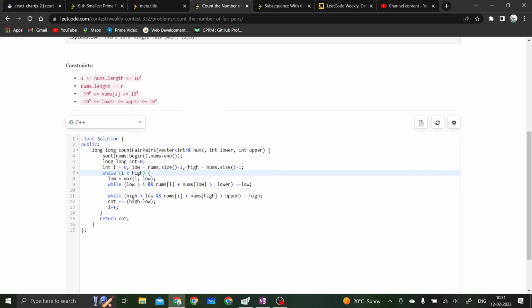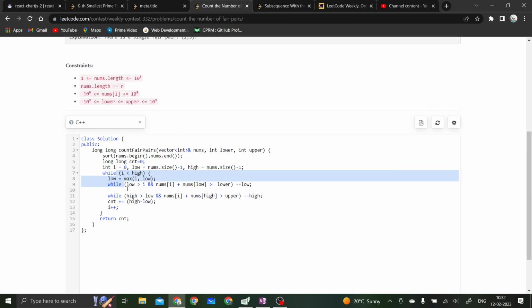Okay, so what we are doing is, first we are just sorting this, right? And then we have this count variable, and then we have these 3 variables, that is I and low and high, right? So initially low and high will be pointing to the last index of the array, right? And then we will have this while loop. In this while loop, we are taking the lower bound and the upper bound, right? And then wherever these pointers are pointing at, we will simply add it to our count variable, and then we will move on to the next index.